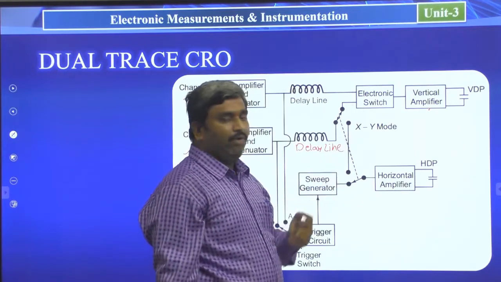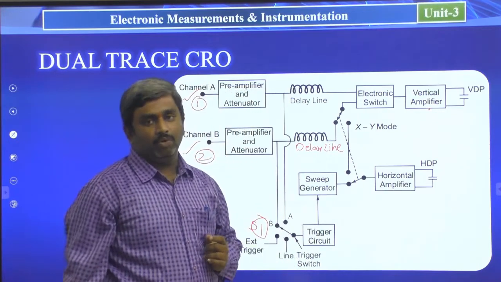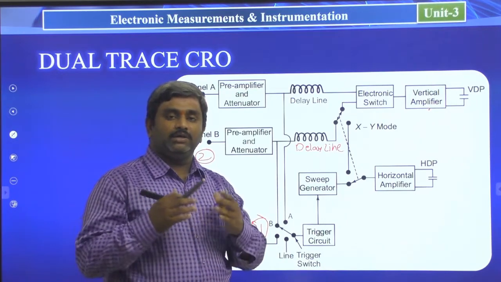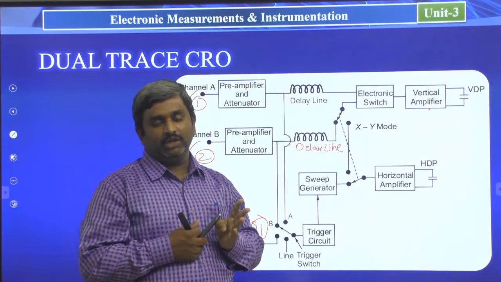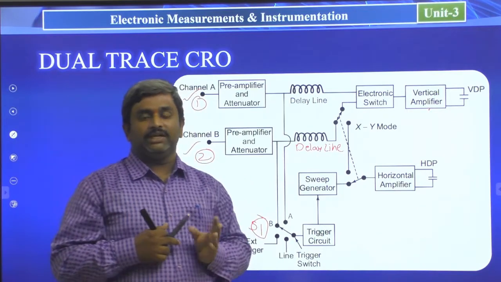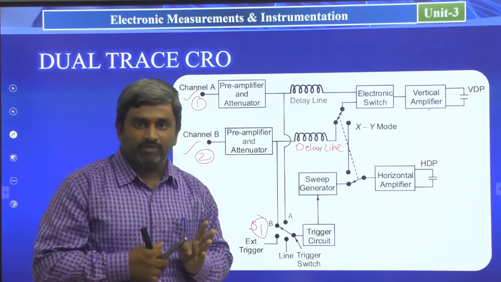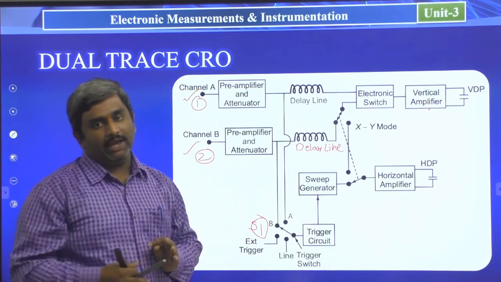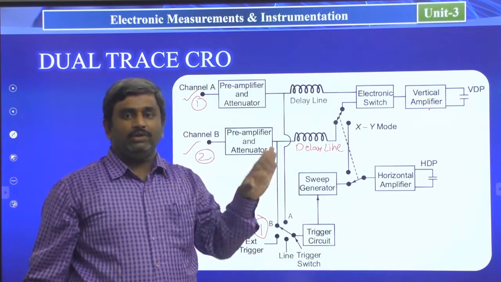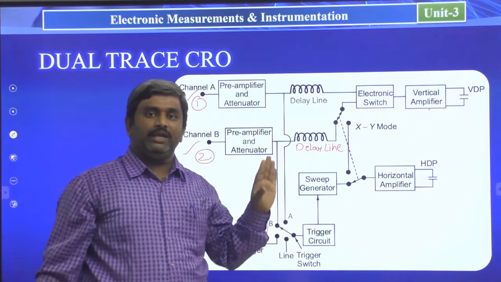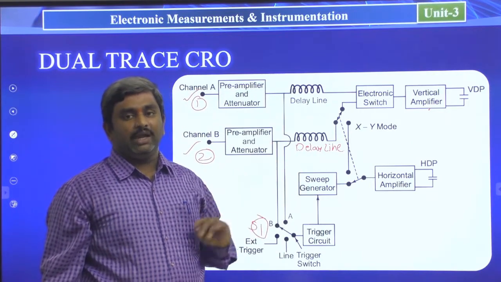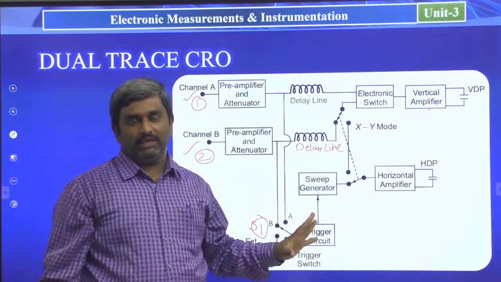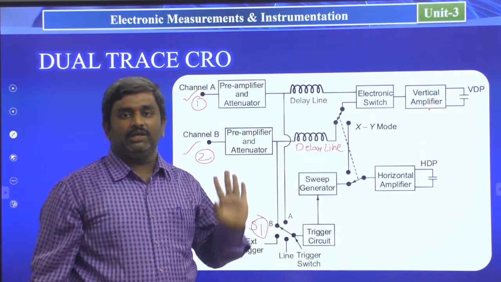Other than this, we have an XY mode, which is useful to see the signal. You can see the channel A information in the X direction and channel B information in the Y direction. That is, the amplitudes of channel A can be seen in the X-axis direction and channel B in the Y-axis direction. There is no time-base generator information here. On the screen you can see both signals' amplitudes only. There is no time period at that place.